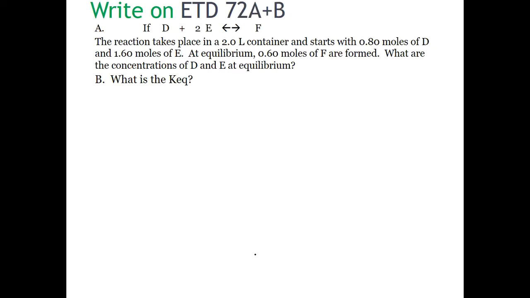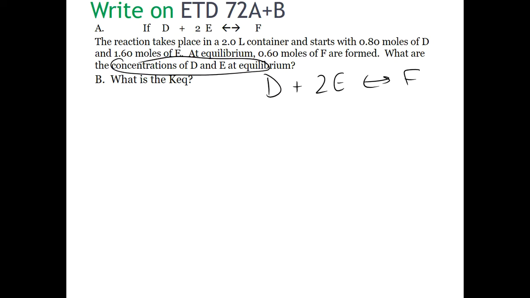If we look at this, of course, first thing I want to notice is it's asking me for a bunch of stuff. It wants to know what are the concentrations of D and E at equilibrium of this fictitious reaction. So first thing I do is I write down, of course, D plus 2E makes and breaks F, and it's a reversible reaction, so it can reach equilibrium, as all reactions can.